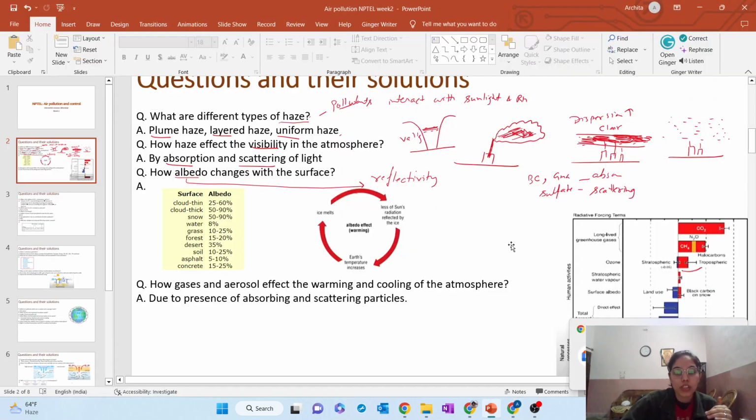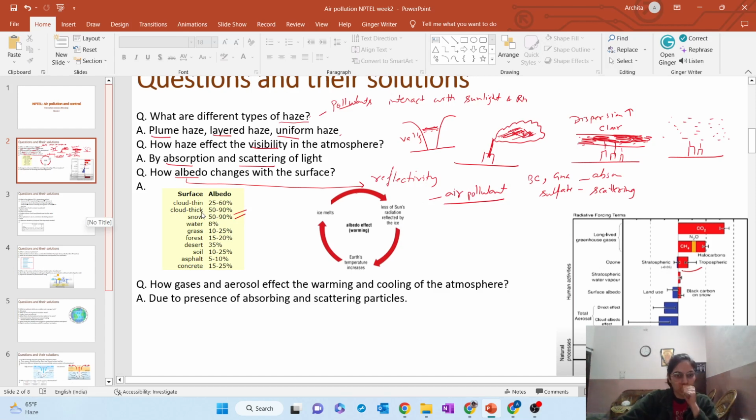So how albedo changes for different types of surface. For example, for a cloud, it is about 50 to 90%. Thick clouds are highly reflective. Snow is highly reflective. On the other hand, water, grass, and other surfaces are less reflective compared to it. Now, this albedo actually gets affected by air pollutants. Air pollutants can affect the albedo of these surfaces.